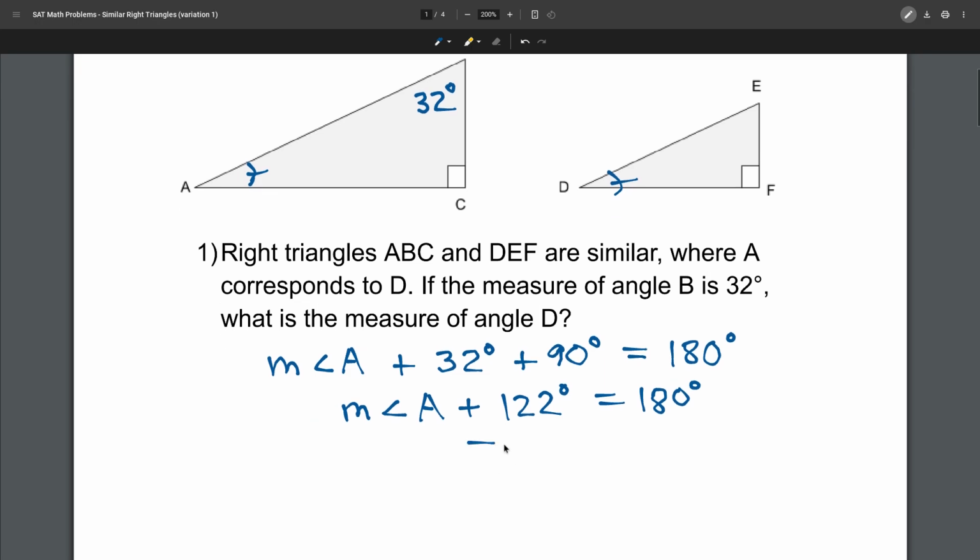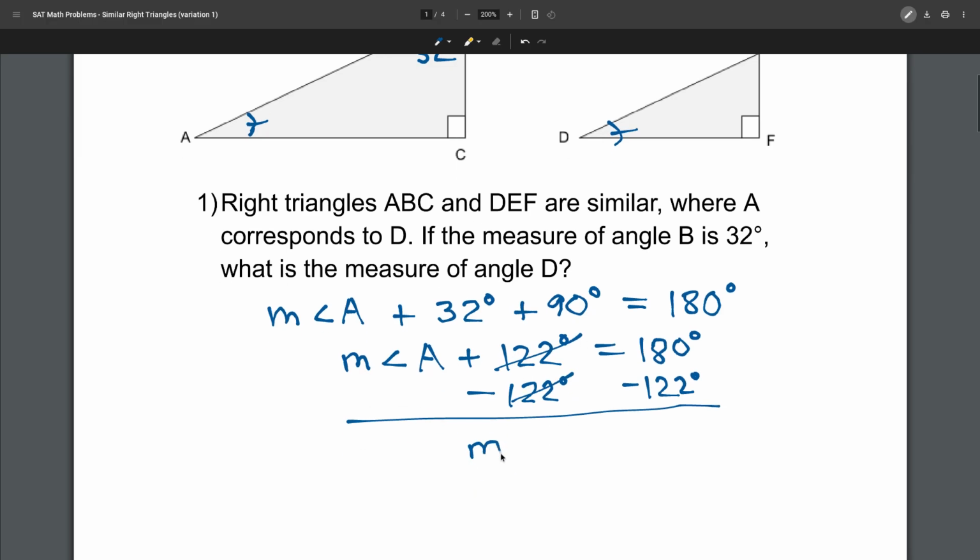We can then subtract 122 degrees from both sides. These will cancel, and we're left with the measure of angle A equals 180 minus 122 degrees, which is going to be 58 degrees. So the measure of angle A equals 58 degrees. The measure of angle D also equals 58 degrees. So 58 degrees is our solution for problem one.